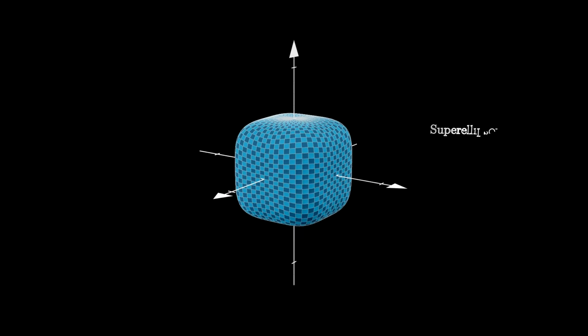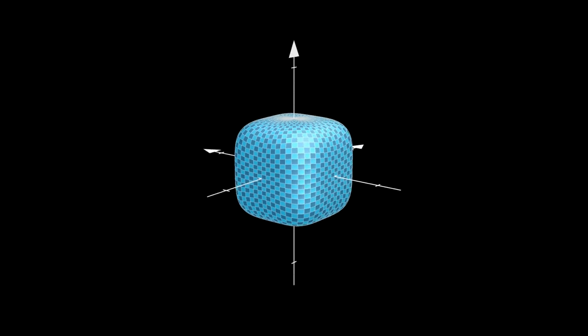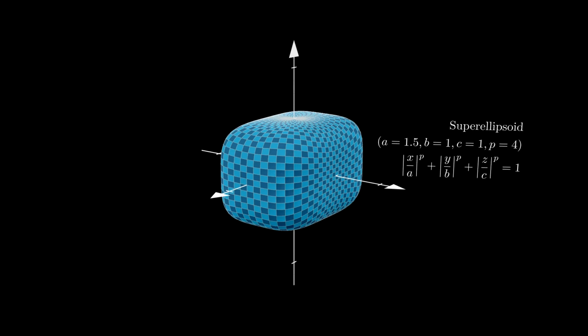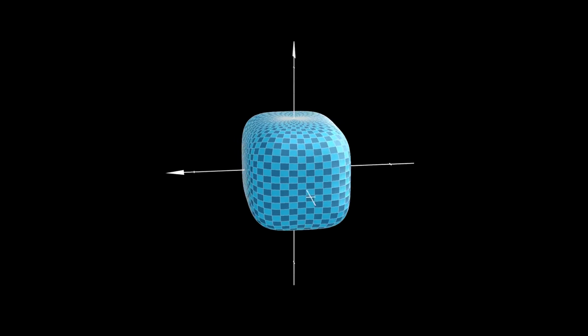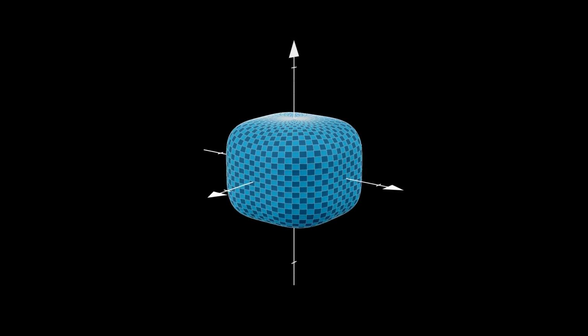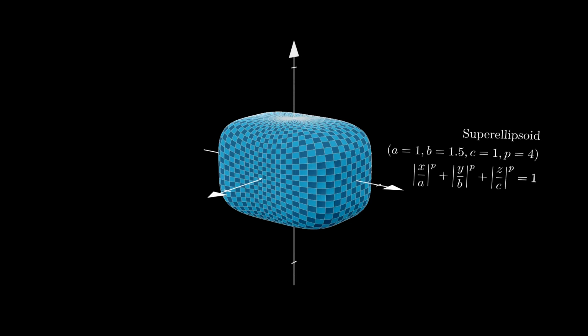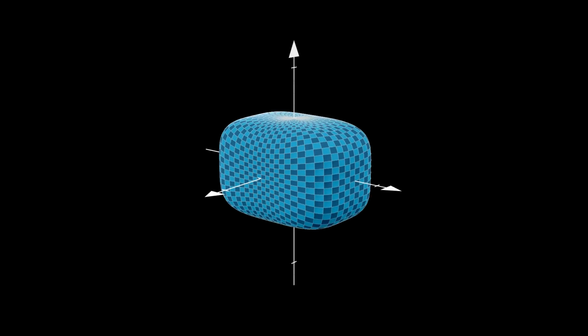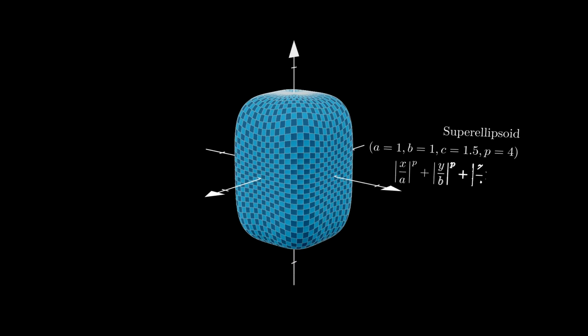Now, let us look at our last shape, the superellipsoid. Unlike the superegg, it is not a solid of revolution. It has three distinct semi-axes, defined by this formula here. For simplicity, we set all exponents to 4. We can now stretch it independently along all axes. The superellipsoid provides independent control over all three dimensions, making it a more versatile geometric form than the superegg.